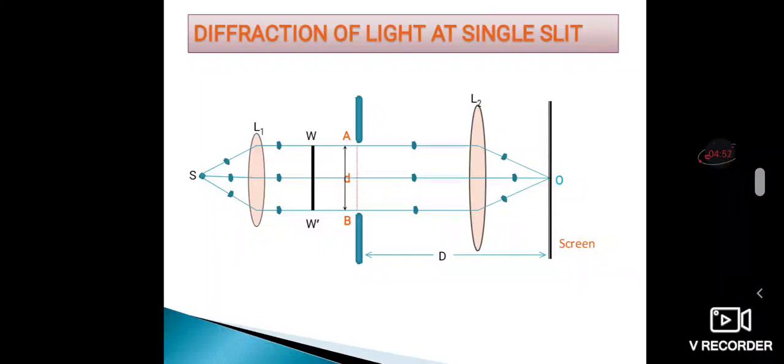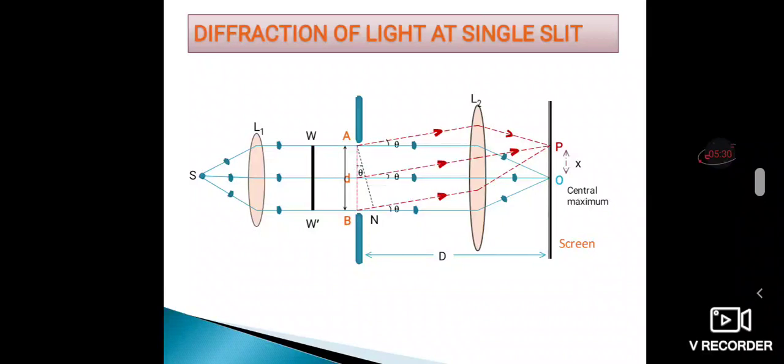Now let the light be diffracted through an angle theta. Then the secondary wavelets are also diffracted through the angle theta. Once the light is diffracted through a certain angle theta, all the secondary wavelets also diffract through that same angle theta. Let these wavelets meet at a point P on the screen, as you can observe in the diagram.